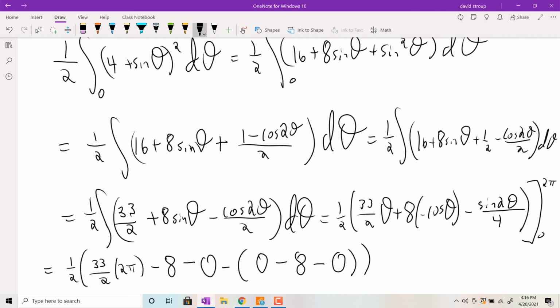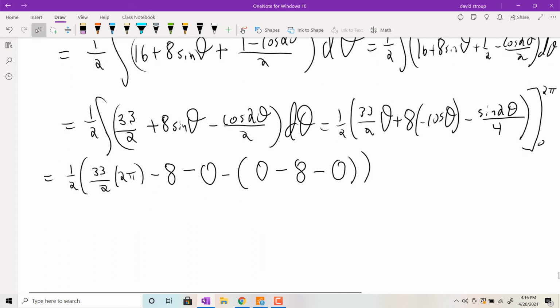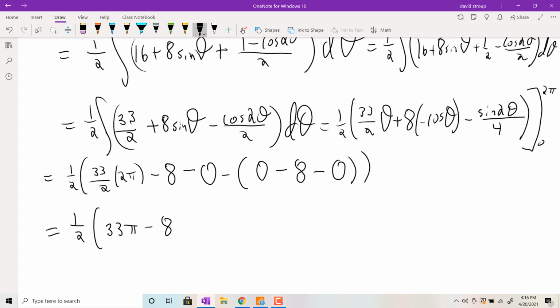Okay, so I have this jazz. Let's clean it up so I can see what's going on. So 1/2, 33 halves times 2 pi will just give me 33 pi. And then we have minus 8 plus 8. And that'll equal just 1/2 times 33 pi, which will be 33 pi over 2.